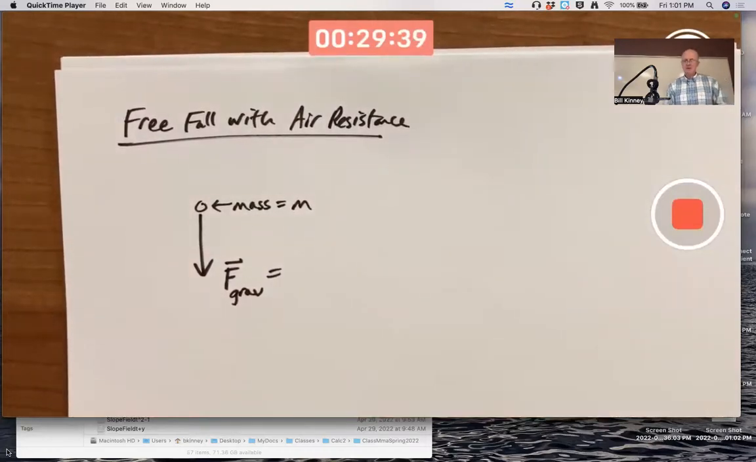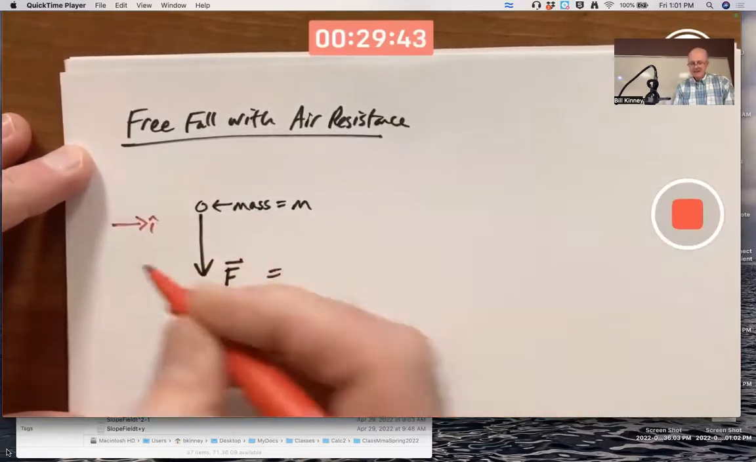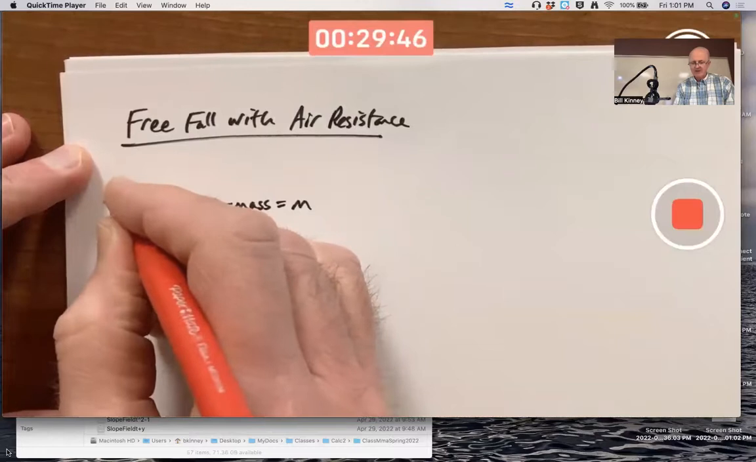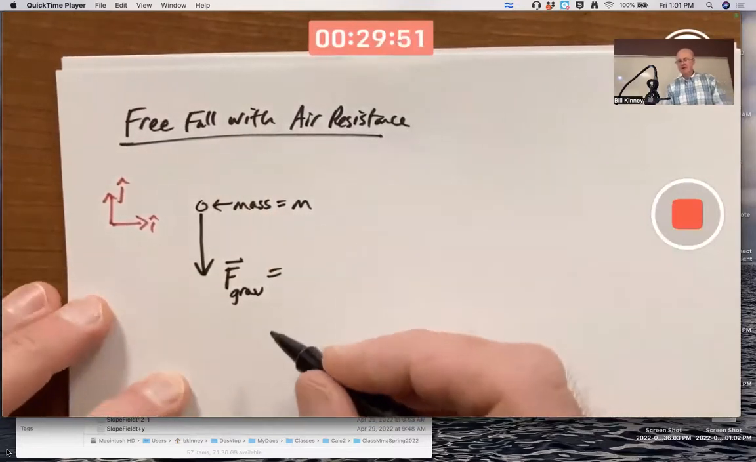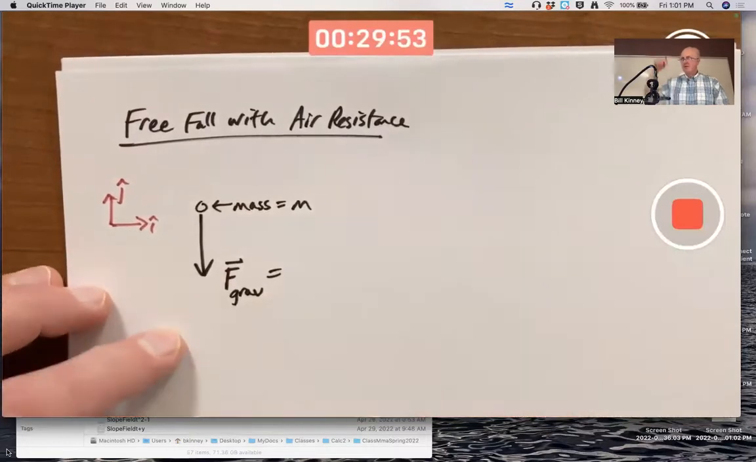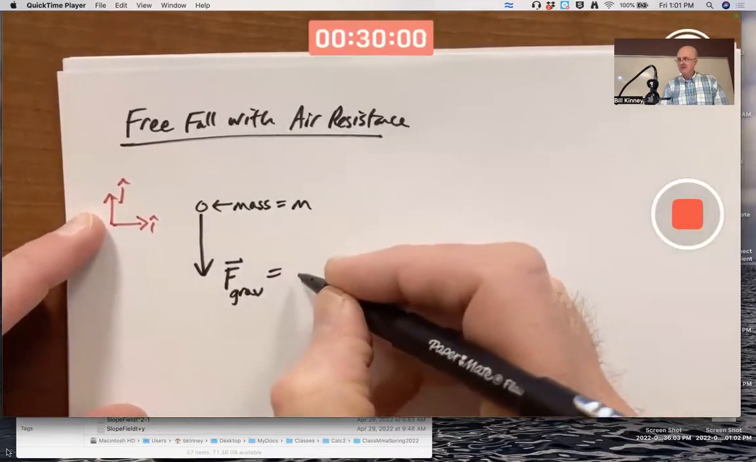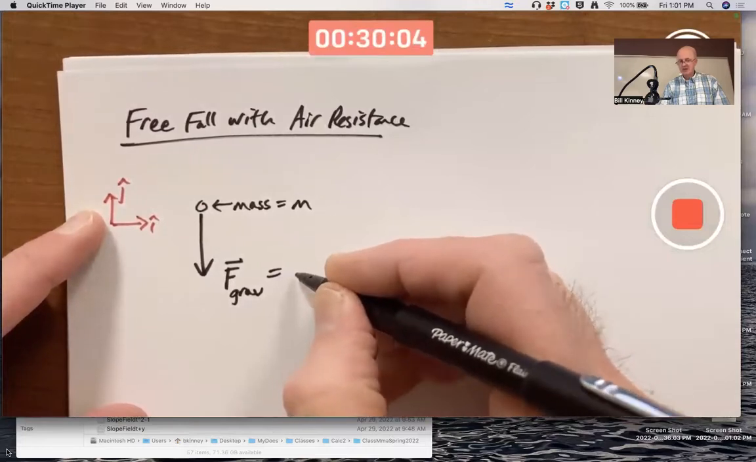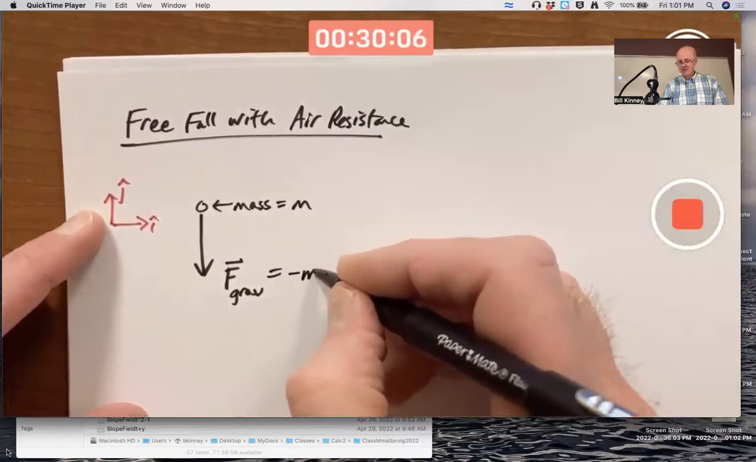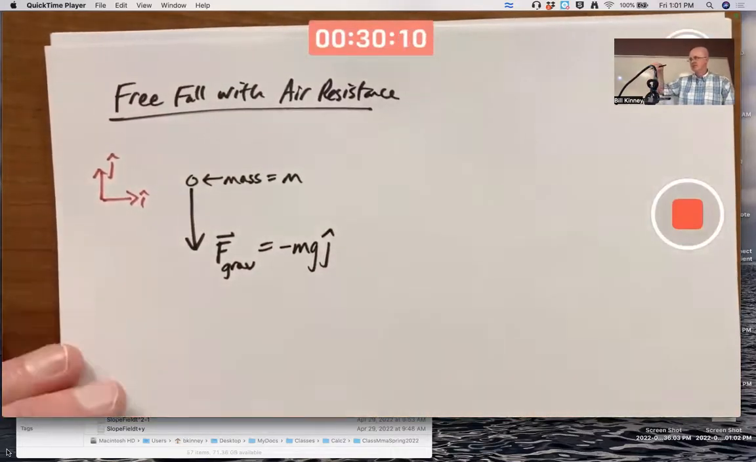If I decide to define I hat to be the unit vector that points directly to the right, and J hat to be the unit vector that points directly upward, then I can say the force due to gravity, because it points straight downward, is a negative multiple of J hat. In fact, the magnitude of that is M times G. Because it's in the opposite direction as J hat, I'd write it as negative mg J hat. That negative sign means it points downward.